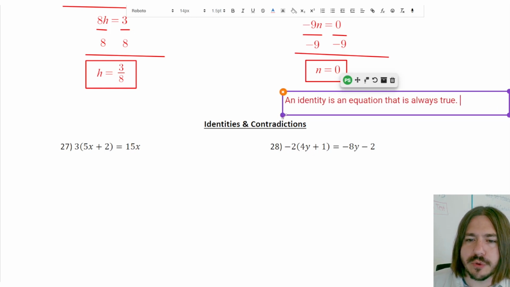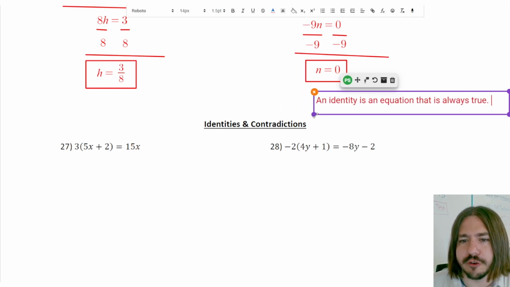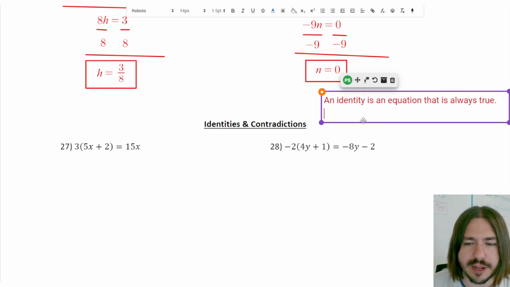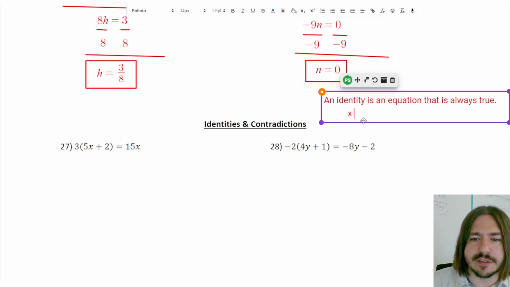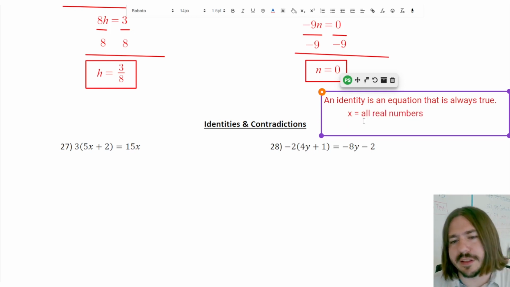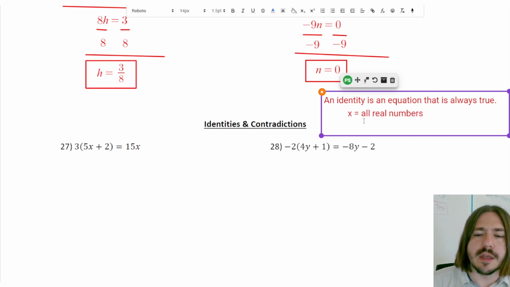The way that you want to express your answer here, if you're solving an equation and you end up with an identity, is you'll say x is all real numbers. Basically it's saying that x could be anything, or if you, like in 28 we have y, you'd say y could be all real numbers.